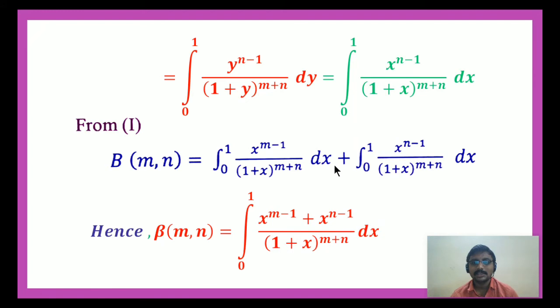Now combining these two integrals, we will have integral of f of x plus g of x dx is integral of f of x dx plus integral of g of x dx, that is using linearity property. So we will have integral of 0 to 1 of x power m minus 1 plus x power n minus 1 upon (1 plus x) whole power m plus n dx. So it is the required proof.